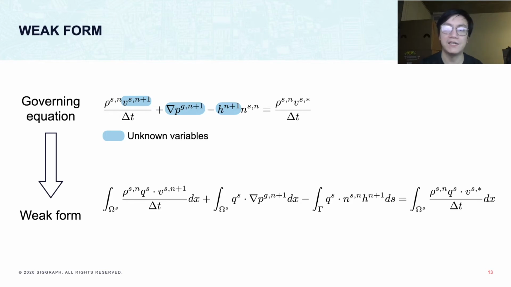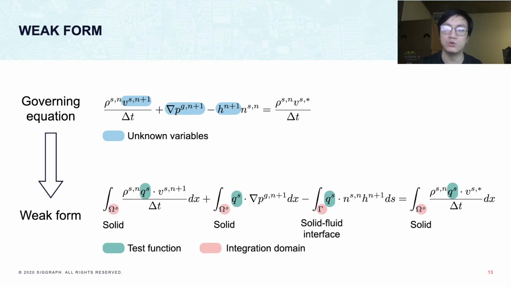For the weak form part, we only take the solid as the example here. With all the governing equations that we need, we multiply test functions onto these equations and integrate them over their corresponding domains to get the following weak form. We can see that we need to do integration on the domain of the solid and the solid-fluid interface.